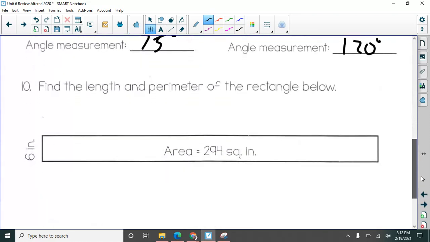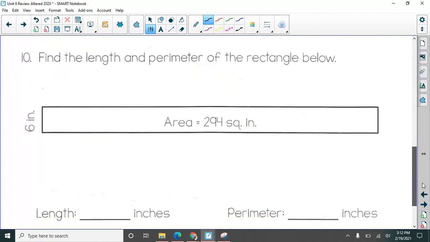I think I saw one last problem down here. I did. Find the length and the perimeter of the rectangle below. Okay, I know the area and I know the width. What do I not know? I don't know the length here, right? This is the missing side. I'm going to call it side E, right?